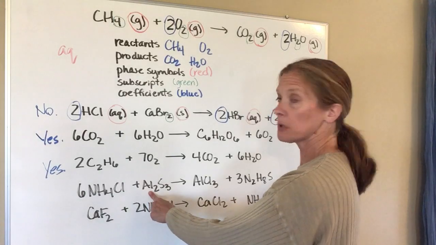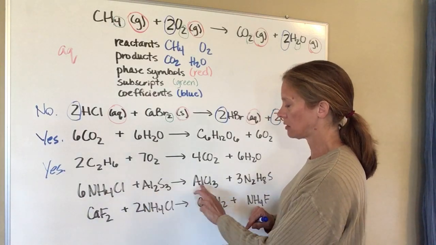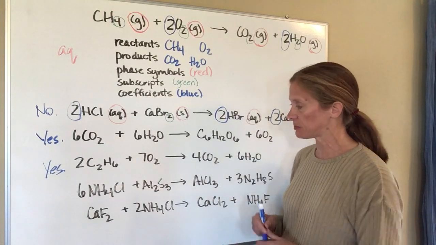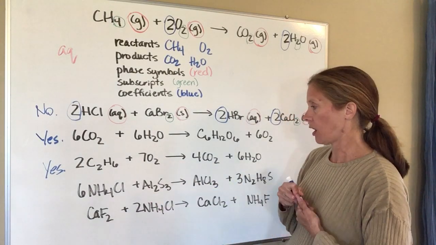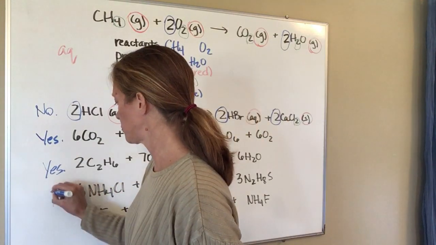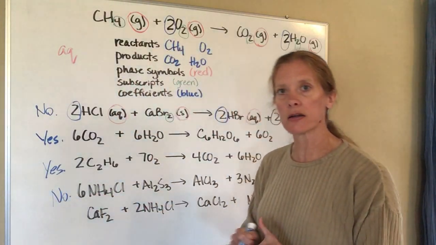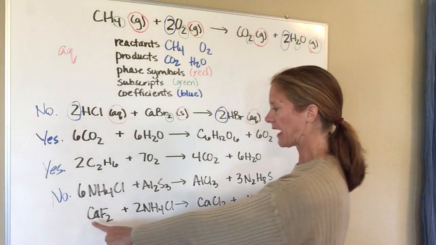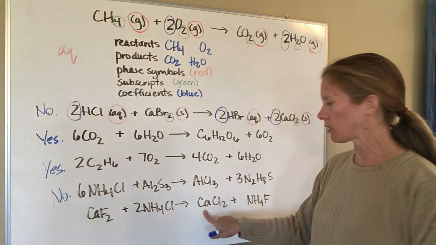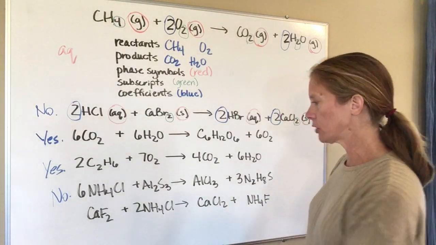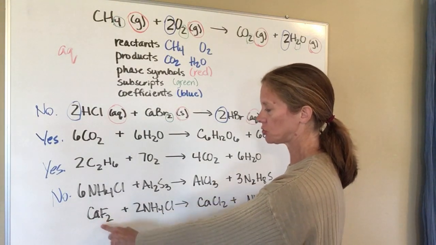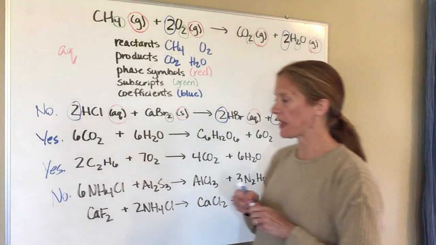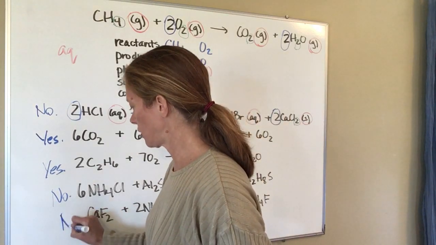If I look at the aluminum, I have 2 here. I only have 1 over here. So this equation is not balanced because I don't have the same number of aluminums on both sides. So this one is no. This equation is not balanced. And then we'll check this last one here. Calcium, I have 1 on this side and 1 on that side, so that's okay. If I look at the fluorines, I have 2 here, but I only have 1 on this side. So the fluorines are not balanced, so the answer here is no.